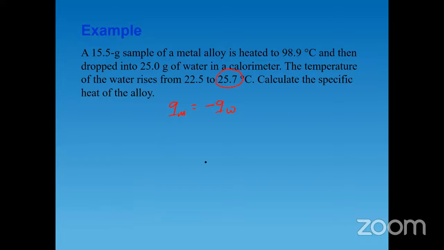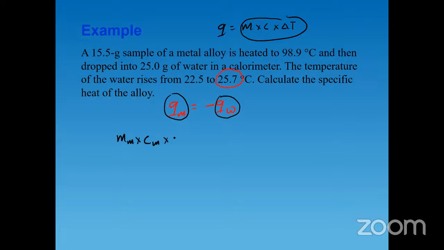Okay. So what I'm going to do now is write down separate expressions for both Qm and Qw. Now remember, Q is equal to M times C times delta T. So I'm going to write this expression specifically for the metal on this side of the equation and for the water on the other side. For the metal, the mass of the metal times the specific heat of the metal times the change in temperature of the metal would be equal to minus the mass of the water times the specific heat of the water times the change in temperature of the water, right?